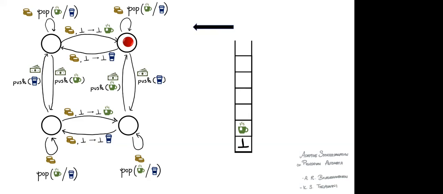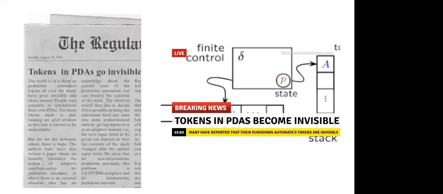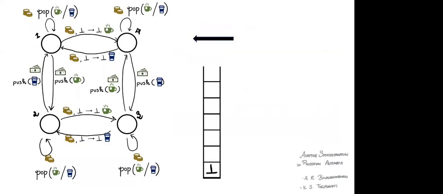But one day, all the tokens in the pushdown automata in the world have become invisible. Your pushdown automata still works fine, but you no longer know which state the pushdown automata is currently in, because from your perspective, the token could be anywhere. Oh, wow. But is there some good news at all then? Yes, you can still control what inputs you can give, and more importantly, you can observe the changes happening to the stack as and when you give these inputs.